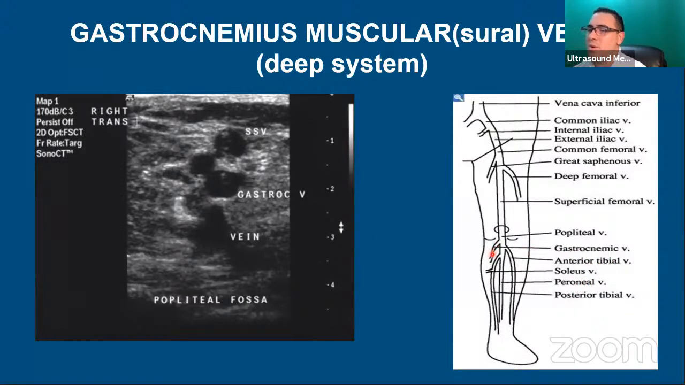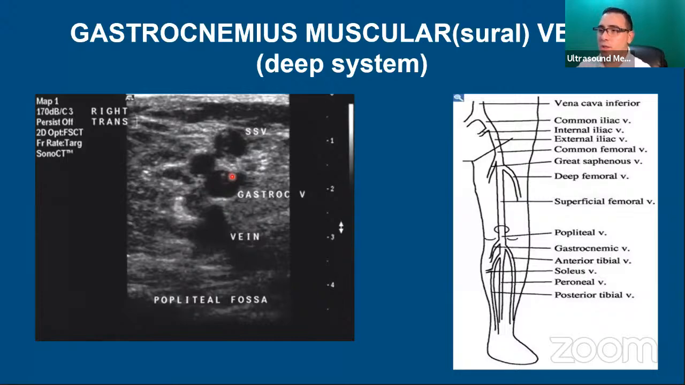So you need to know that they drain into the popliteal vein, right? So this one's right here. So gastroc right here, all right? That's the popliteal fossa, all right? So this one is the small saphenous vein right here. This one belongs to the superficial system. All right, so this is the gastrocnemius right here.